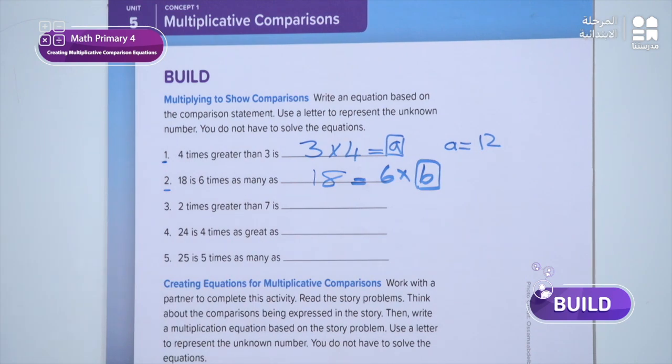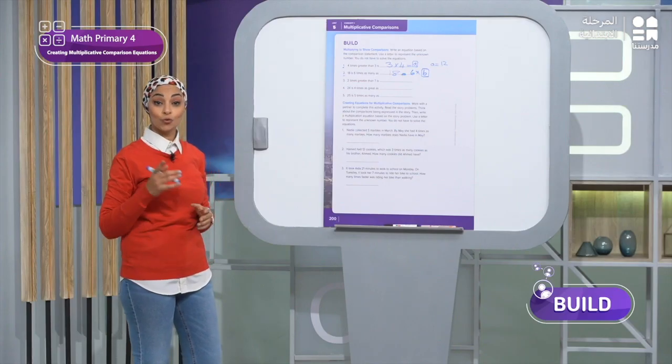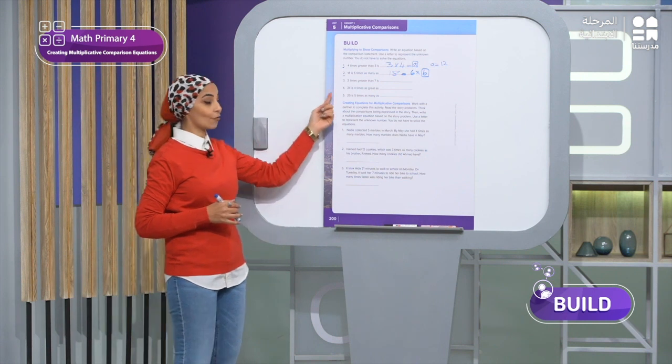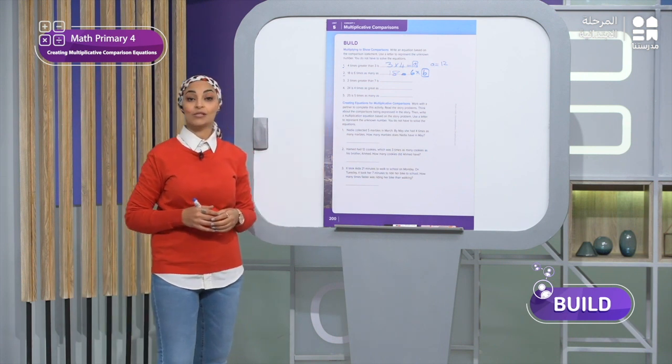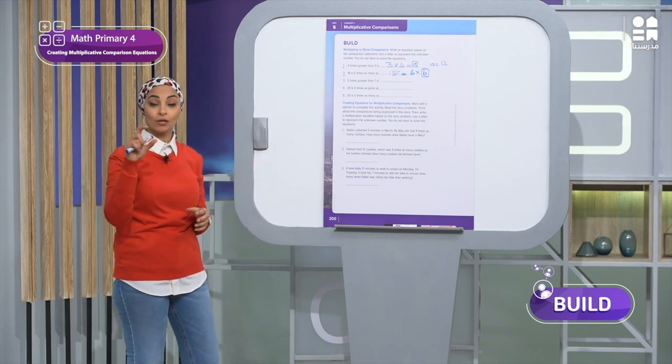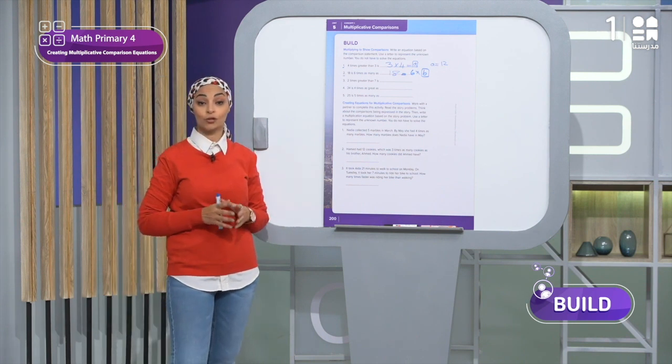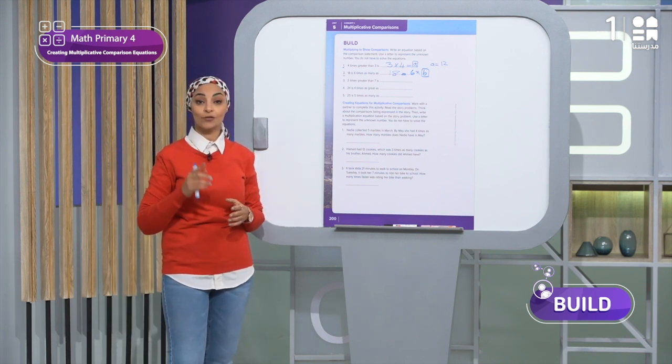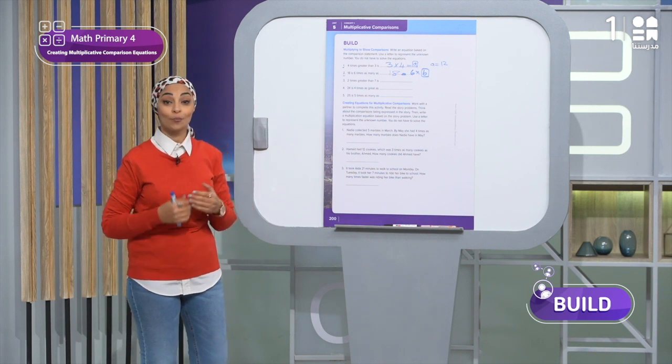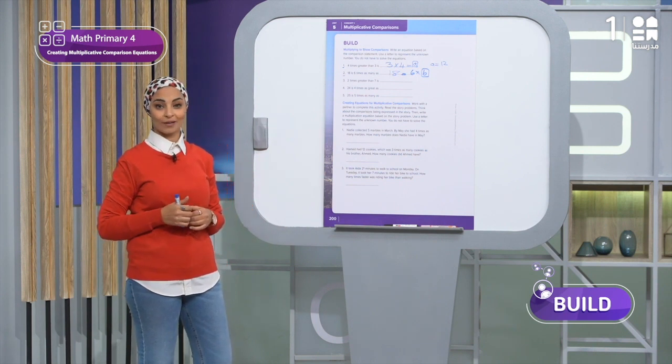So in the same way you can write the equations in your books in problems 3, 4 and 5 and use letters to represent. دايما ال unknown number بعمل له letter معين، انتوا بتختاروا any letter. I will give you time to write them and we will complete the activity when you are back.